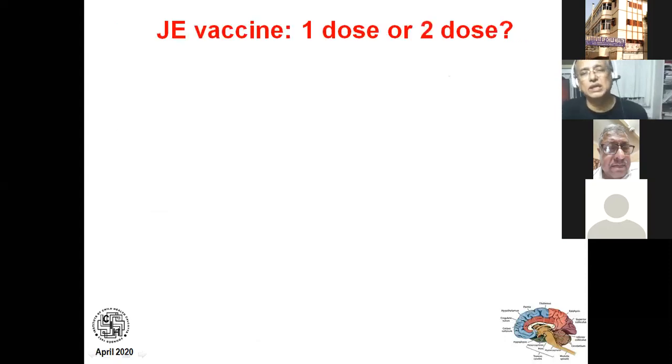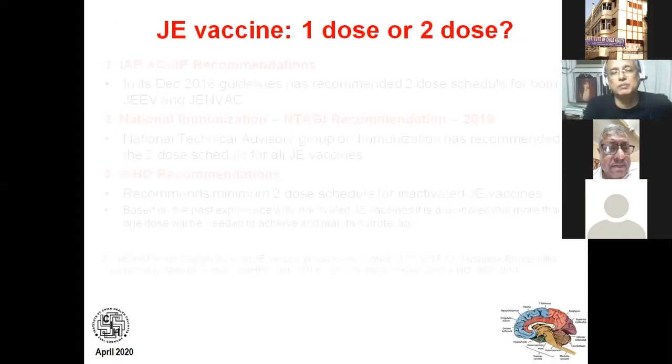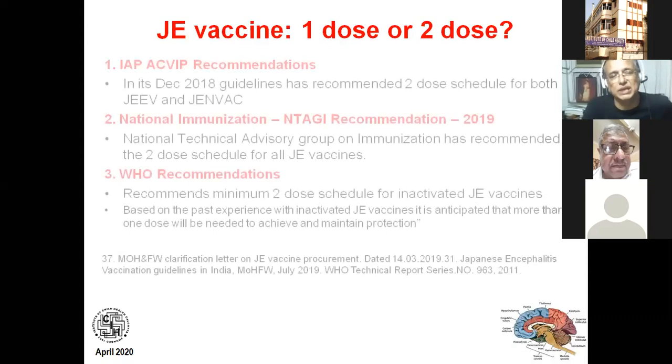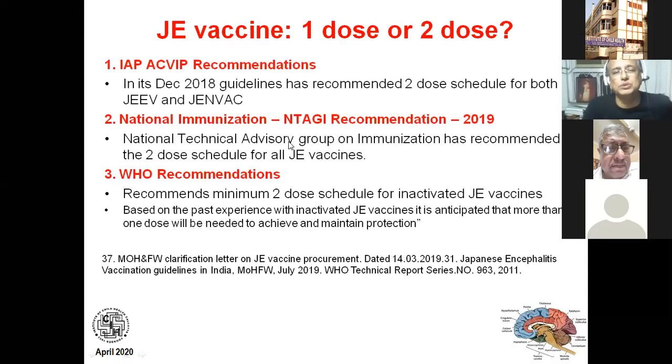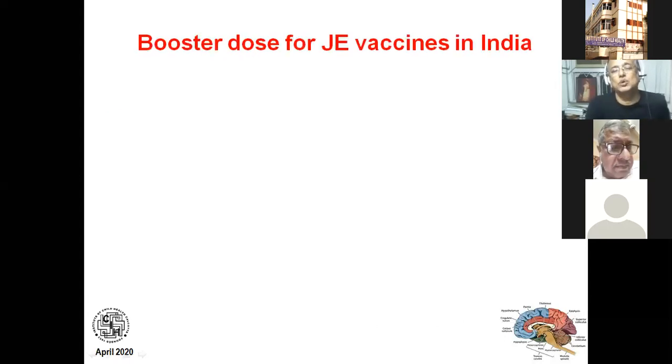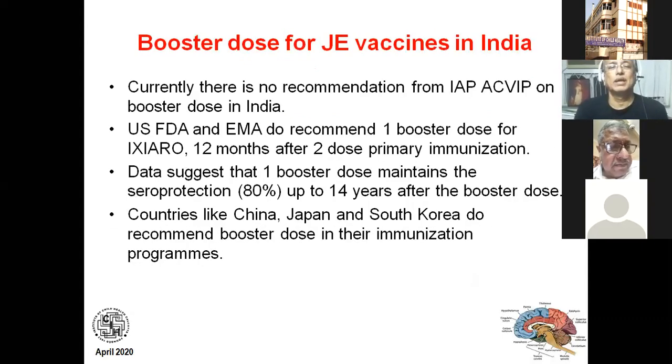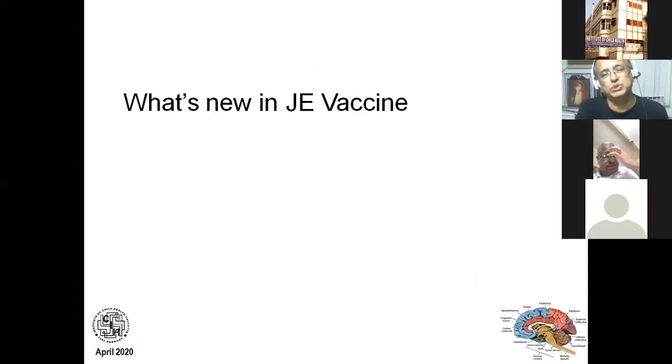There's a confusion whether 1 dose or 2 doses should be given, but the confusion has been settled. According to the IAP, 2 doses. According to the National Immunization Technical Advisory Group, NTAGI, 2 doses. According to WHO recommendation, 2 doses. So do we require a booster dose of Japanese encephalitis vaccine? Currently, there is no recommendation, though certain international agencies do recommend to give a booster dose.